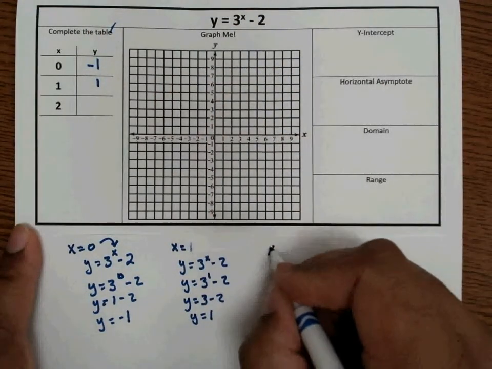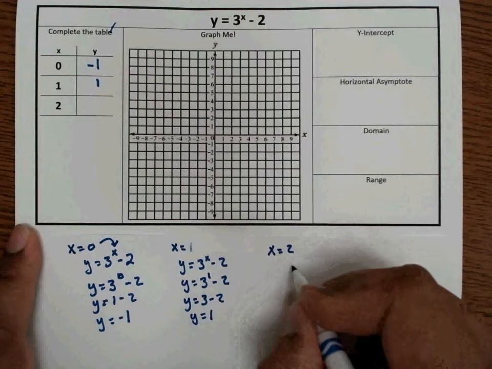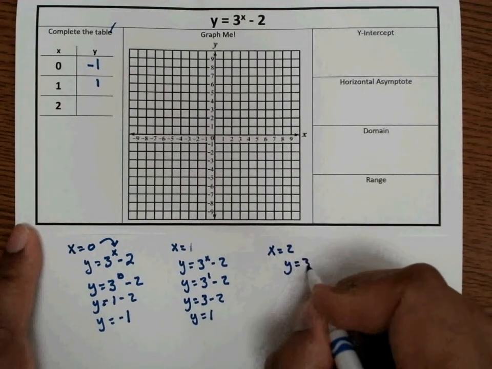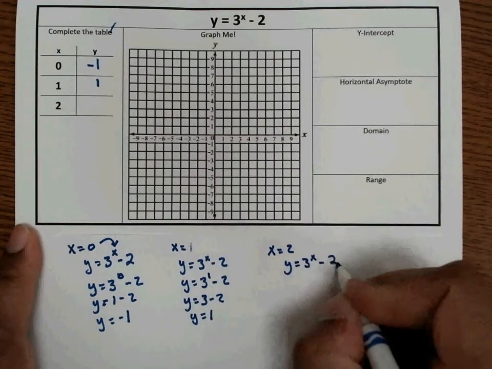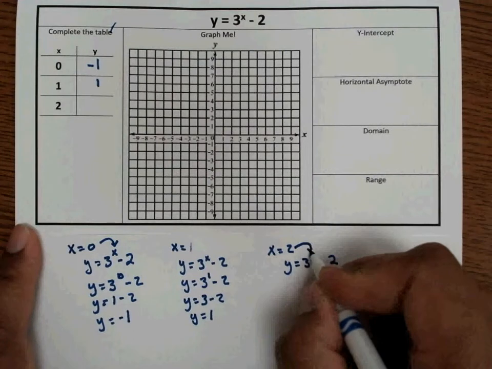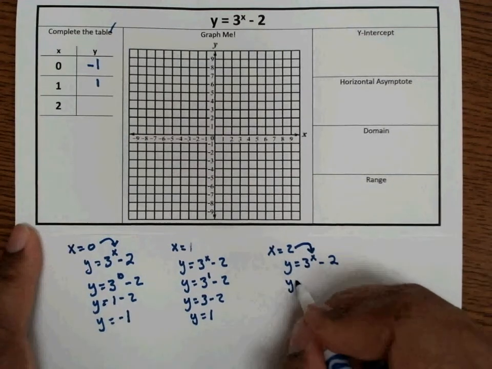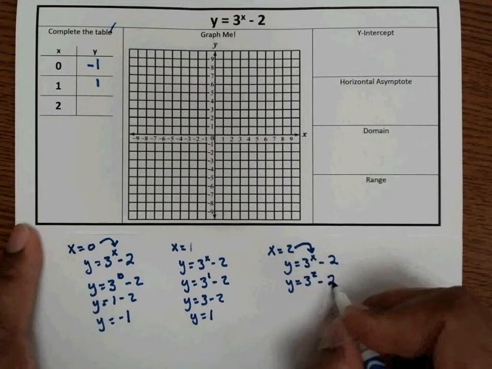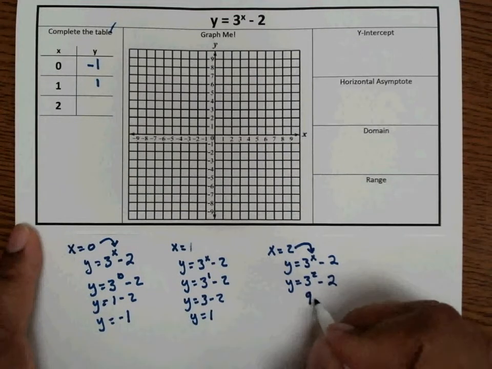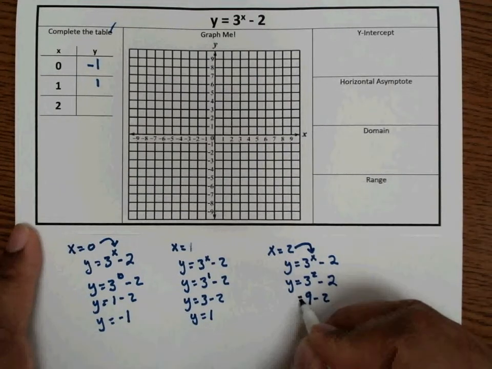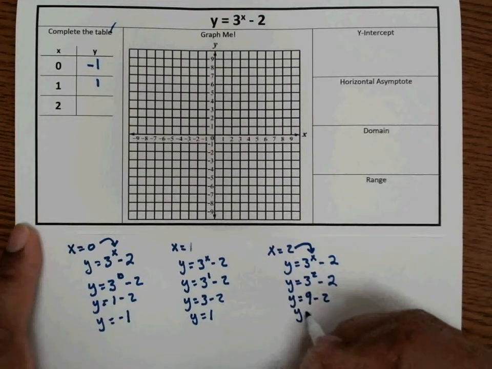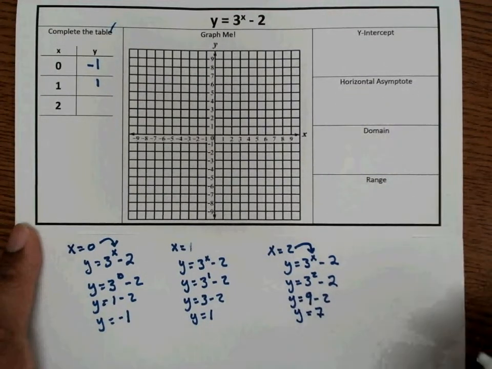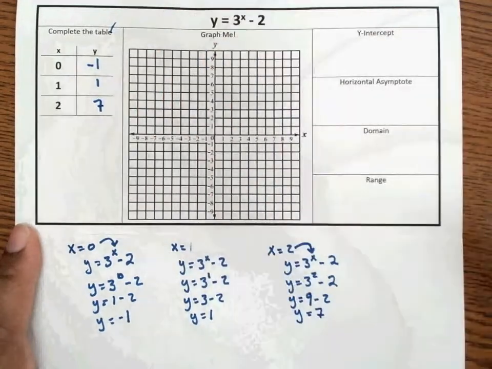And so now we have x equals 2. We plug in y is equal to 3 to the x minus 2. We're going to plug in 2 everywhere x is. So we have y is equal to 3 squared minus 2. And 3 squared is 9. And 9 minus 2 is 7. So we put in 7.